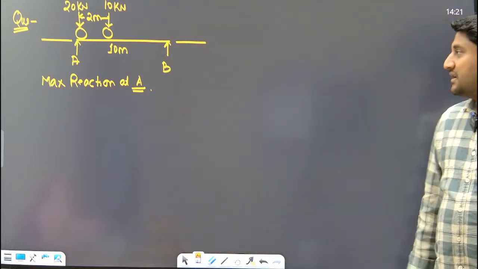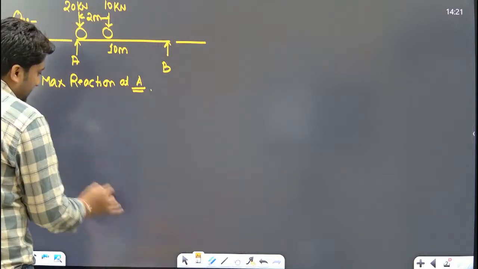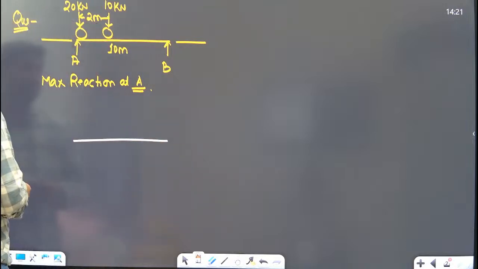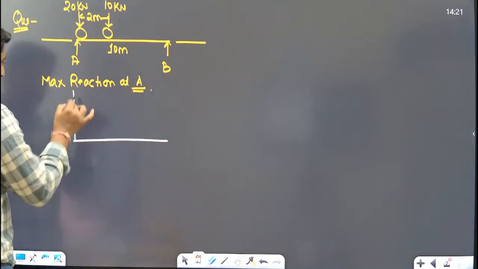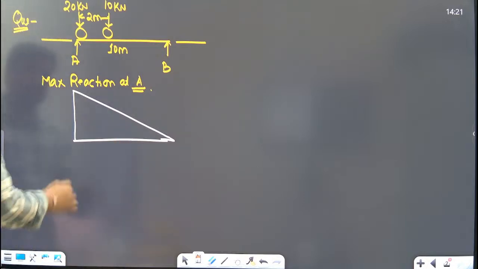So the reaction at A will be, how do we draw the influence line diagram? Remove the reaction and lift it by 1 unit. Yes or no? This is 1 unit.